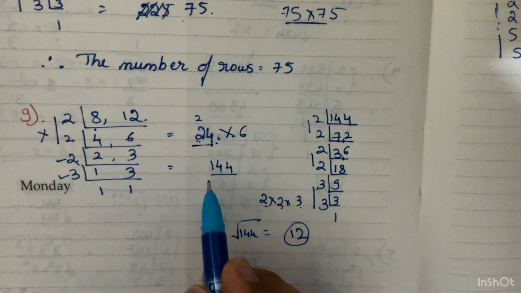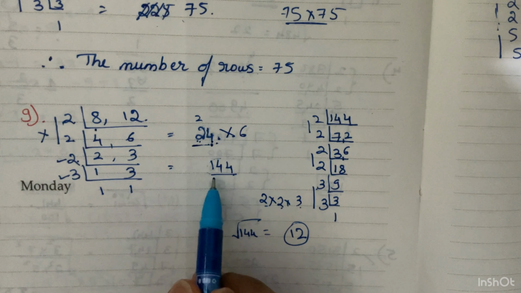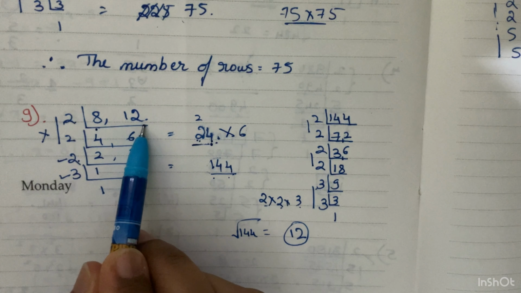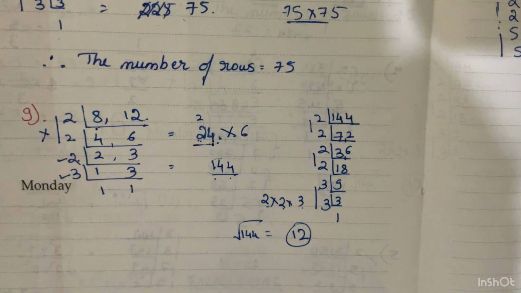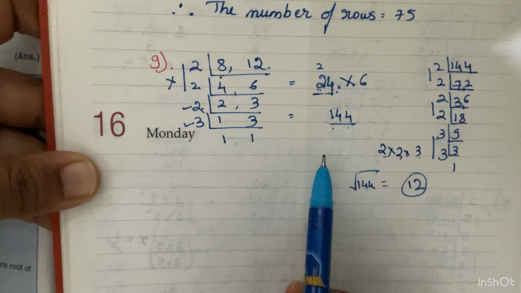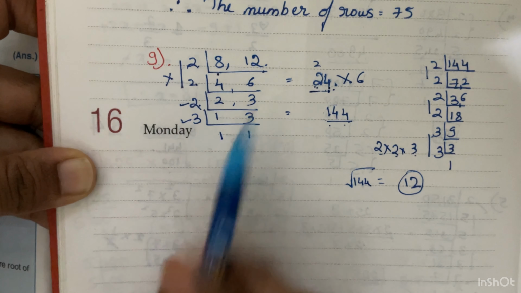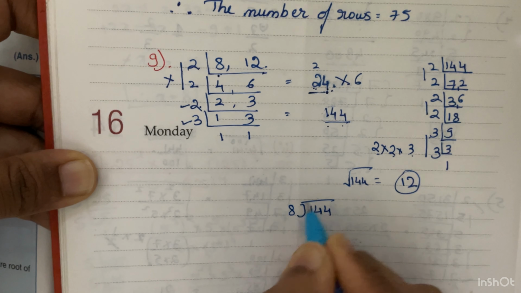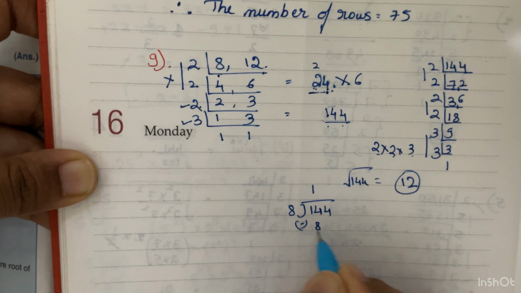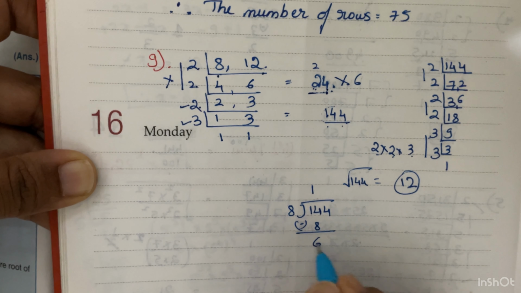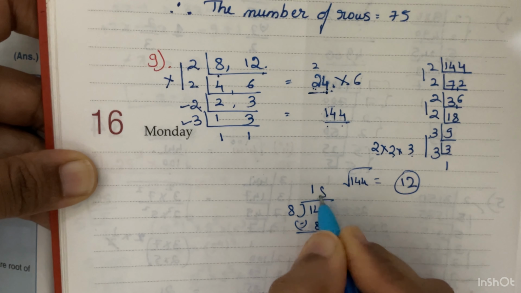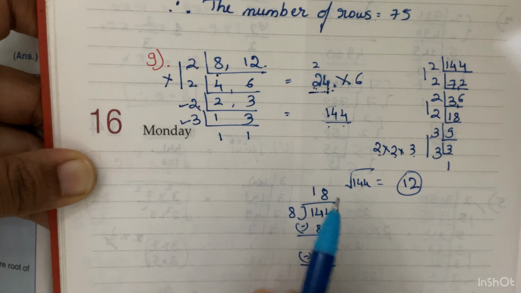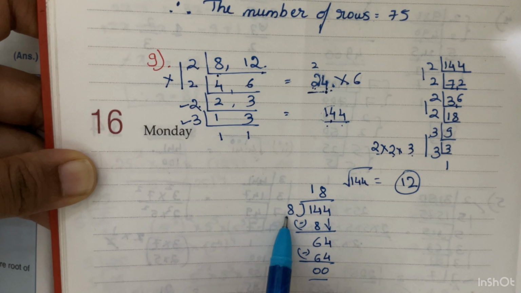So 144 is the answer. Is 144 exactly divisible by 8 and 12? Yes, it is divisible by 8 and 12. Now we will also do a cross check for 144 to see whether it is divisible by 8 and 12. 144 divided by 8: 8 ones are 8. Subtract, what is left? 6 is left and 4 comes down. Now 8 eights are 64. After subtraction the remainder we got is 0. It means 144 is exactly divisible by 8.